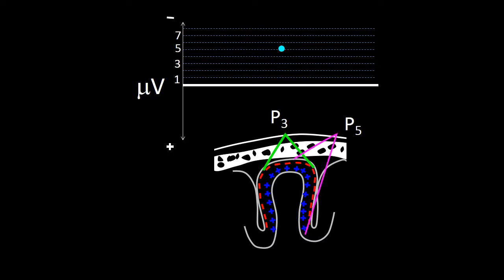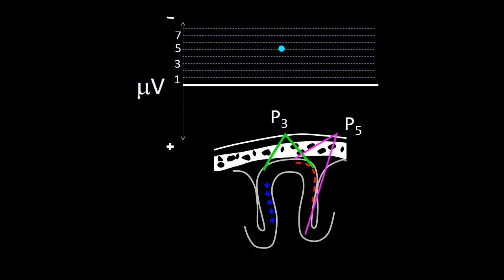From this position, the P5 electrode sees some of the negative poles of the dipoles at the crown of the gyrus and on the proximal wall of the gyrus, but it also sees some of the positive poles of the dipoles on the distal wall. In this new frame, I have removed all the dipoles not being seen by P5. Now I will leave only the poles of those dipoles that are seen.